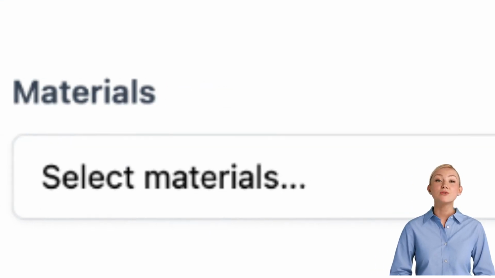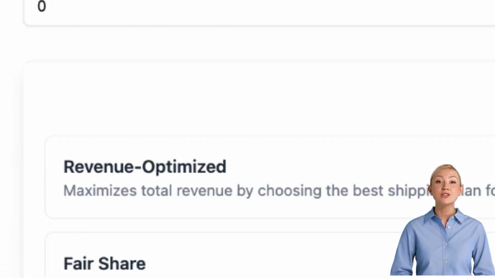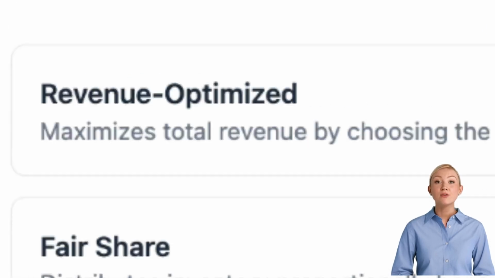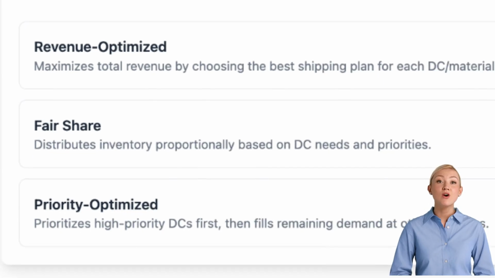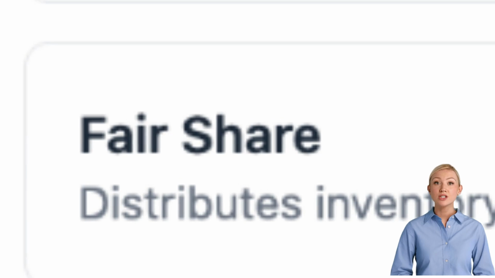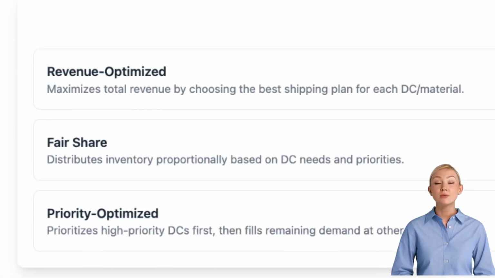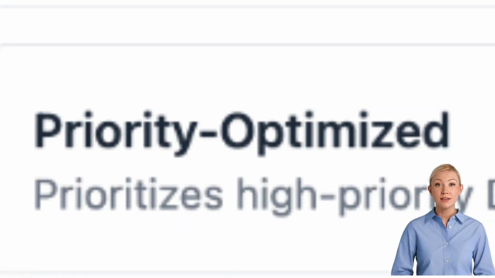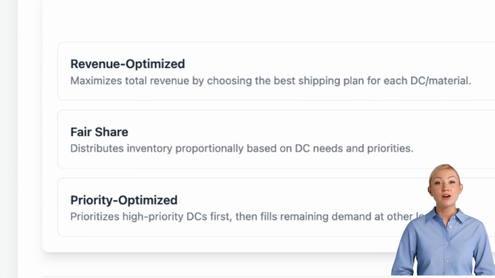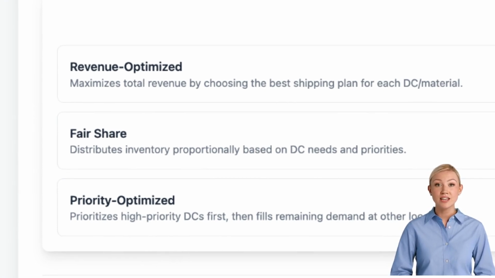You can also choose the review period and one of 3 strategic objectives: revenue optimized, which maximizes total revenue by choosing the best shipping plan for each distribution center and material. Fair share, that distributes inventory proportionally based on distribution center needs and priorities. And finally, priority optimized, which prioritizes high-priority distribution centers first, then fills remaining demand at other locations.